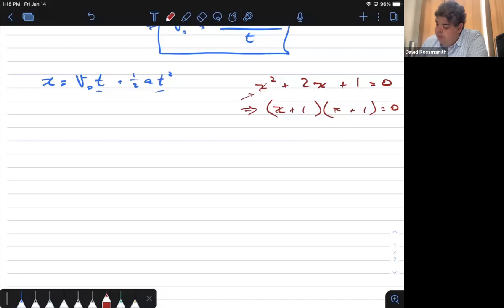And then we know that this x plus 1 means that the answer is minus 1, and this x plus 1 says the answer is minus 1. So I find my answer by factoring.